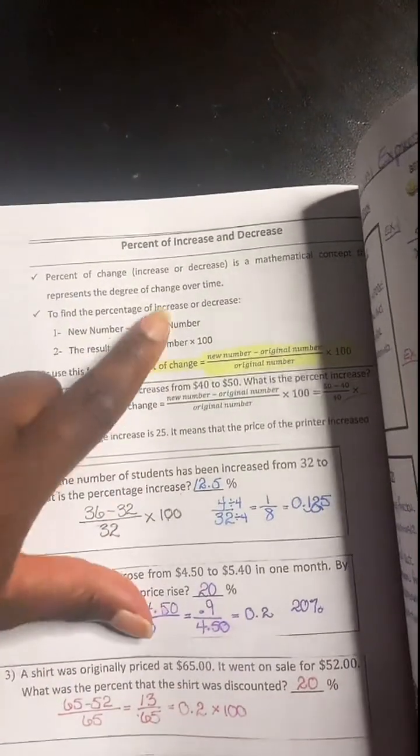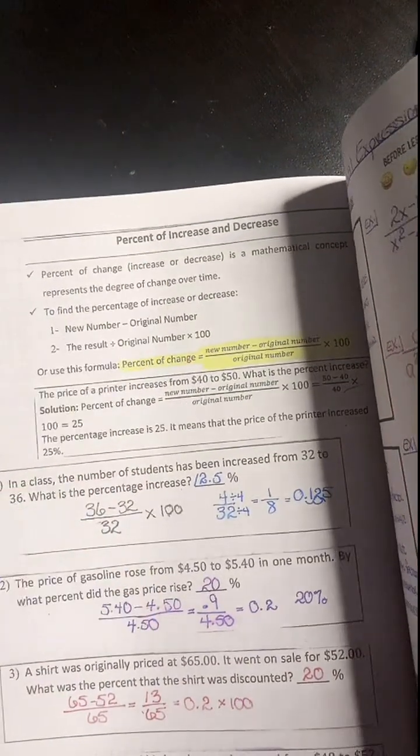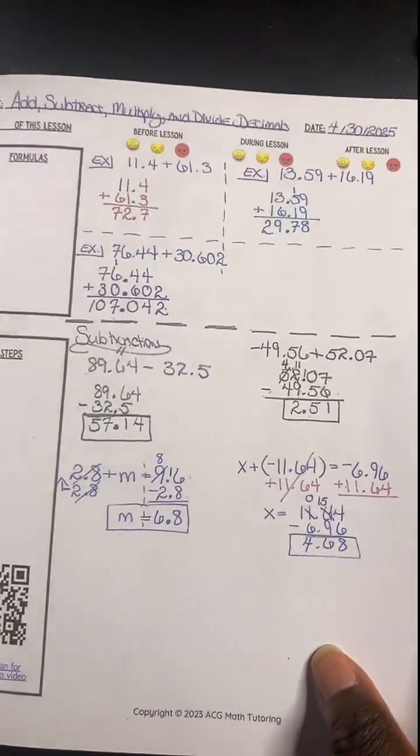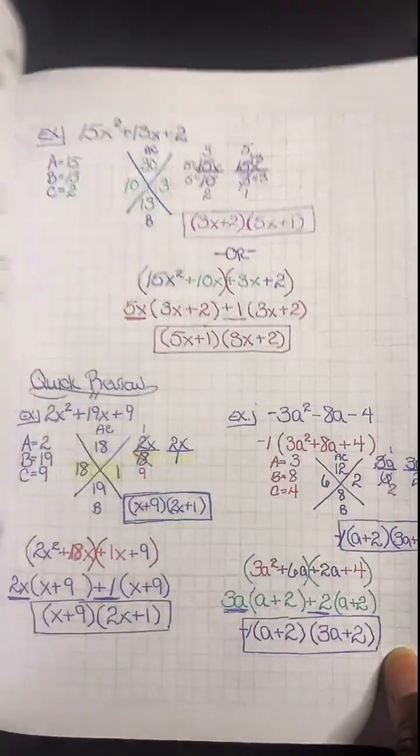Hey, we were just talking about this today: percent of increase and decrease. And there we go. So we have our new plus or minus our old, divided by our old.